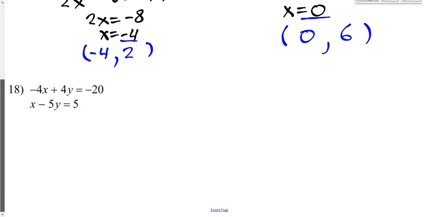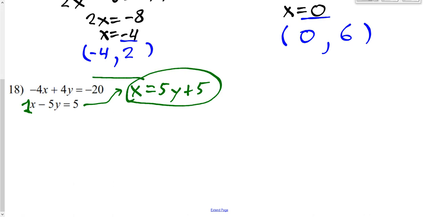Even down here in this one, we need to do the same thing. However, because we have a 1 in front of this x here, we're going to try to get that one where x is by itself. So to get x by itself, I need to get rid of my minus 5y, so I'm going to add a 5y to both sides. Since x is by itself, all I have to do then is take this and plug it into my other equation right there. So I'll write down my other equation, leaving a spot for my x to plug in.